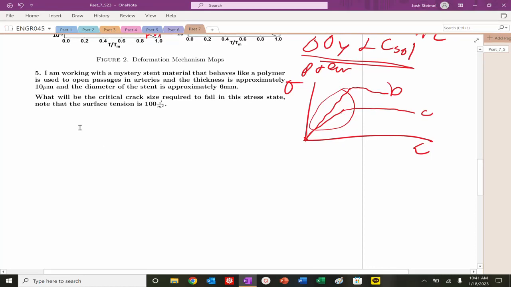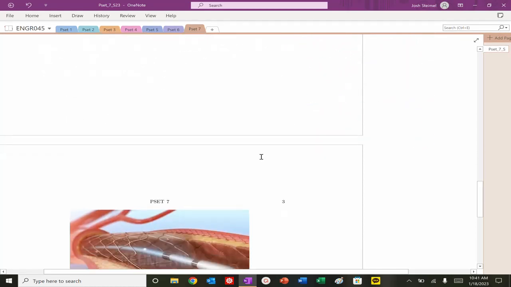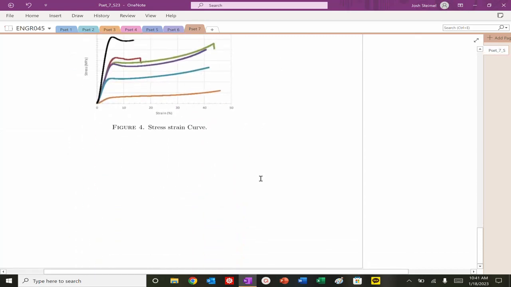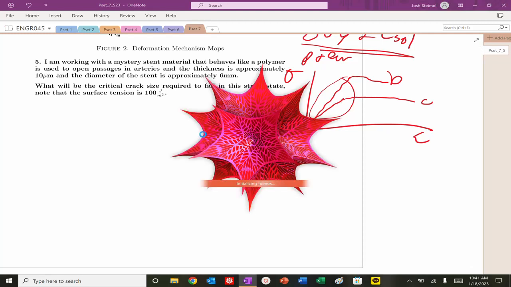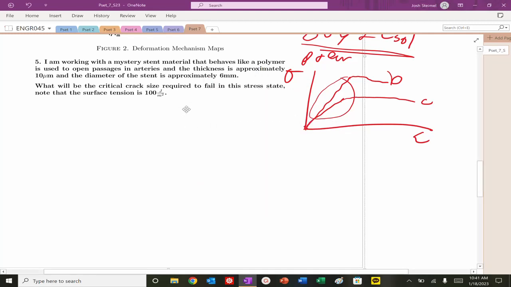All right, we're all back to our old friend, our polymer. So let's remember, how do we solve this problem? Actually, let's read this problem. We have our stent problem that we had previously, and what will be the critical crack size to fail in the stress state? Note that the surface tension is 100 joules per meter squared.